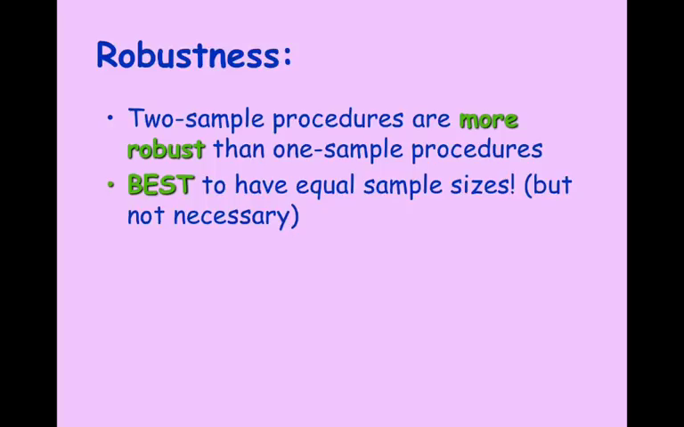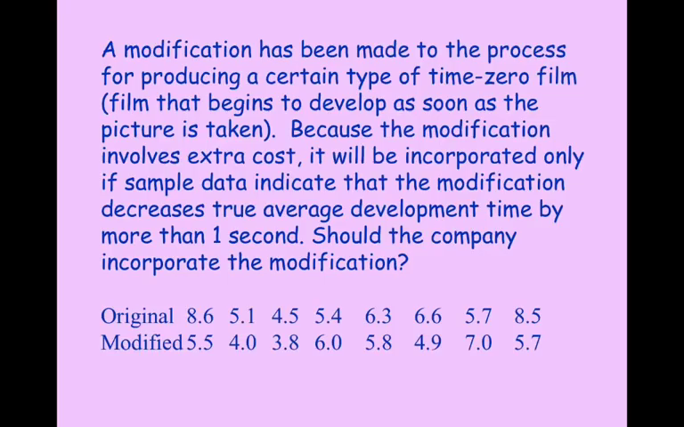I'm changing the null hypothesis now, and so we're going to look at what happens when our null is not a difference of 0. So let's take a look at one last hypothesis test before we go. A modification has been made to the process for finding a certain type of time 0 film that begins to develop as soon as the picture is taken.